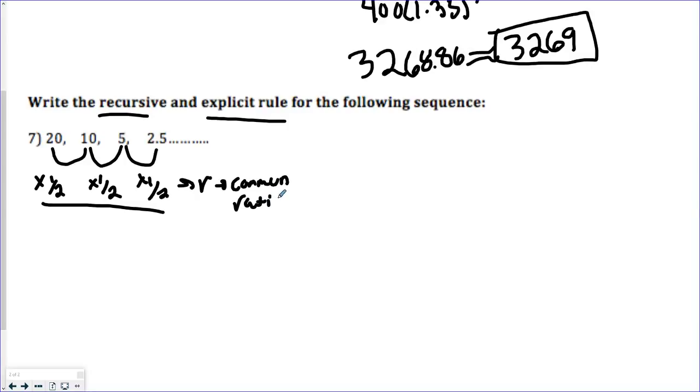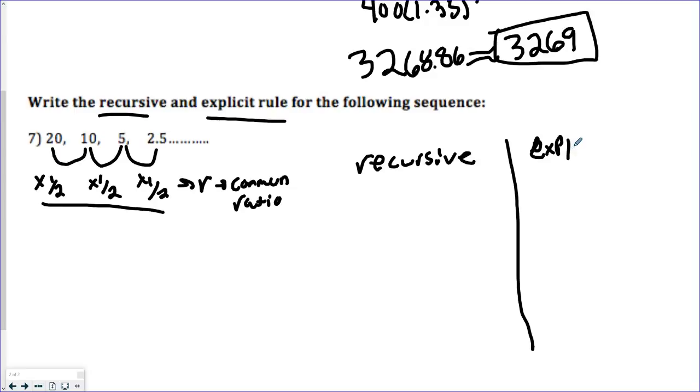So the common ratio is just another way of saying what you're multiplying by each time. You could also say dividing by, but the formulas are set up for multiplication. So if you have like divide by 2, just change it to times a half. Or divide by 3, change it to times a third, and so on. So we want the recursive, so I'll put that here, recursive and explicit. So there's two different ways of writing this rule. Instead of just saying multiply each term by half, there's two different math ways of writing it.